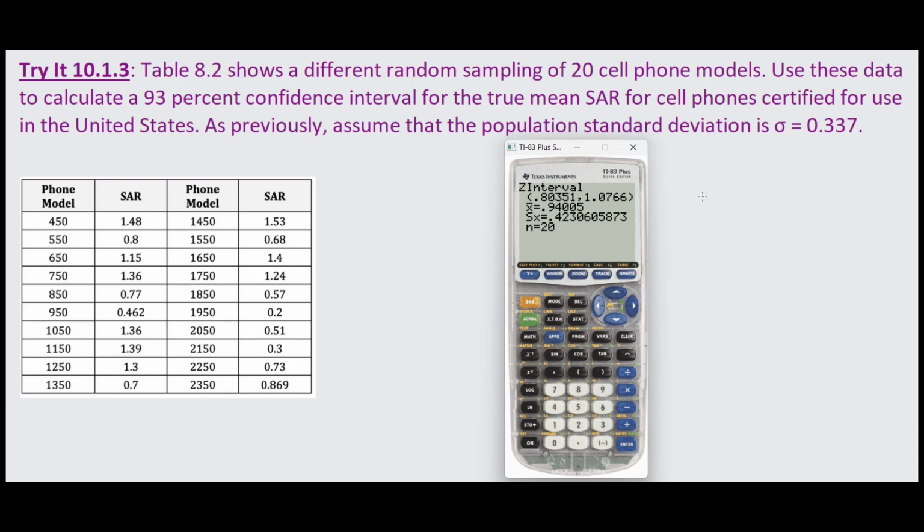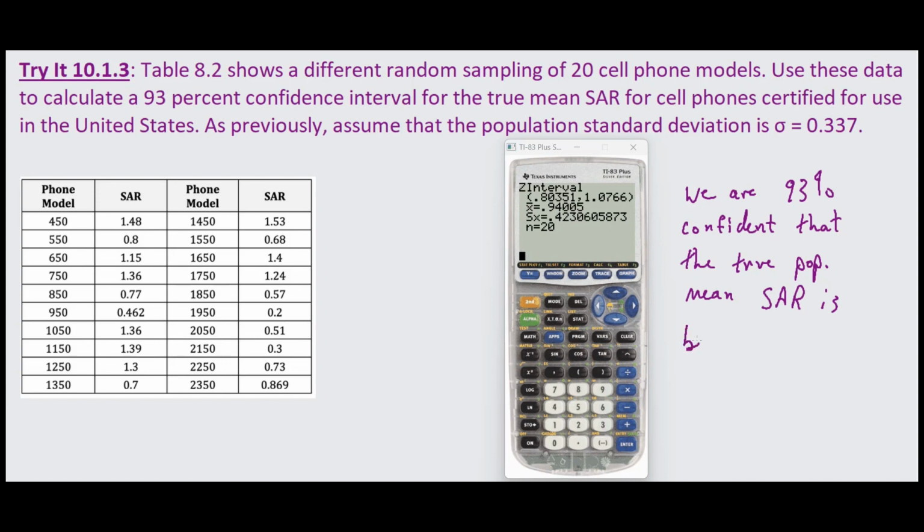0.80351 to 1.0766. So we can say that we are 93% confident that the true population mean SAR is between 0.80351 and 1.0766.